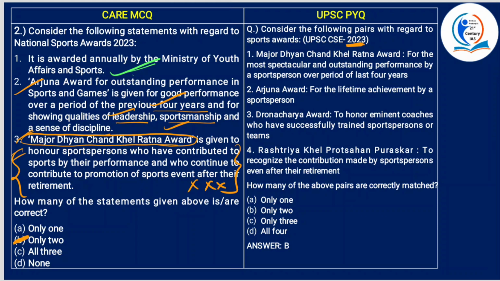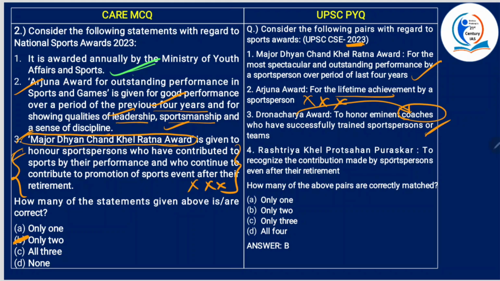Now, Major Dhyan Chand Khel Ratna Award and their description is given. For the most spectacular and outstanding performance by a sports person over the past 4 years. This is true, right? Just now we have seen. Now, Arjuna Award for the lifetime achievement by a sports person. No, for lifetime achievement, there is a separate lifetime achievement award, right? So, this is wrong. Now, Dronacharya Award to honor eminent coaches. From the name itself, you can mark this. So this is correct.